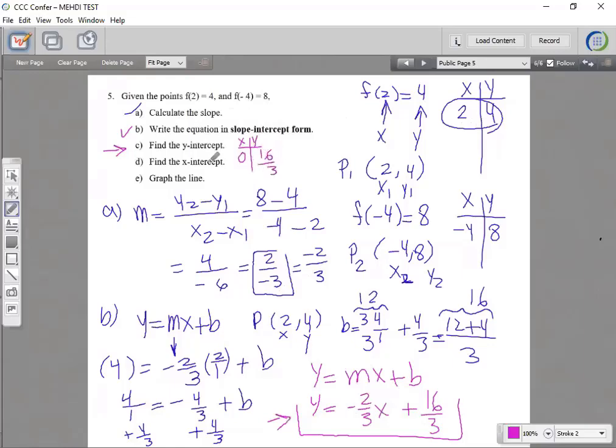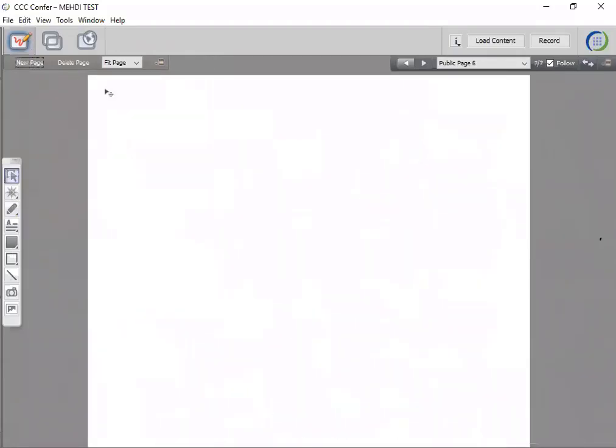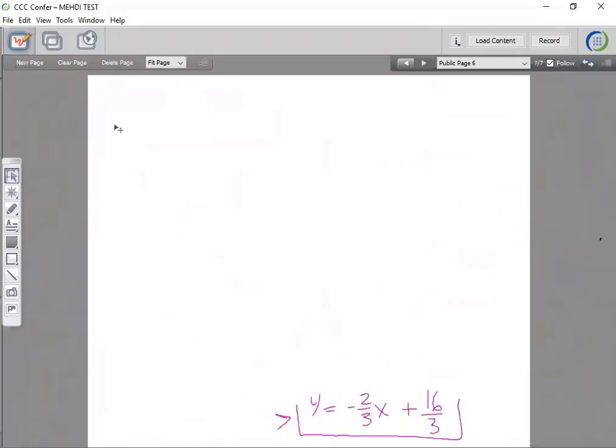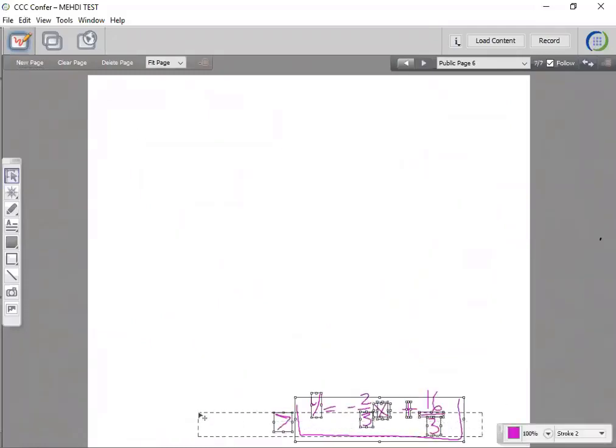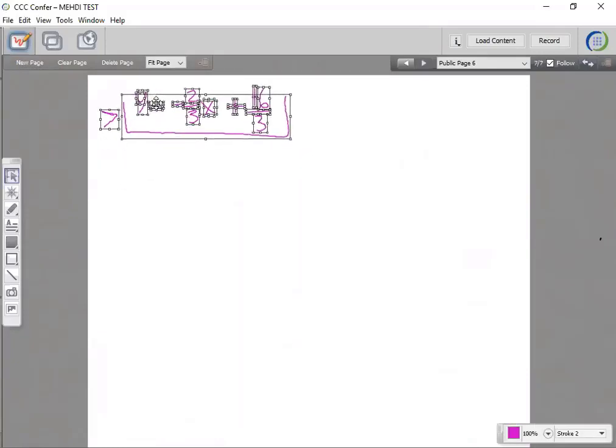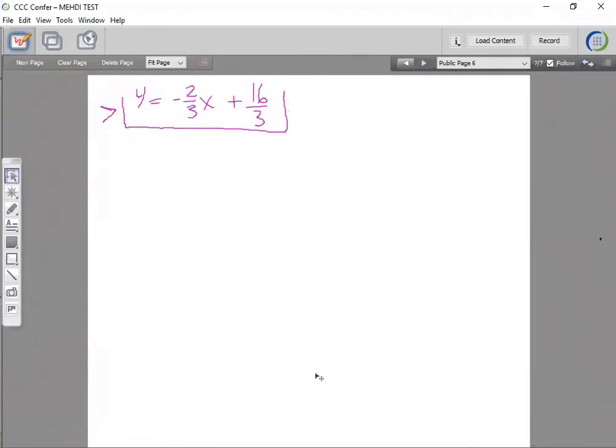So this is my y-intercept. To find my x-intercept, you let y be equal to 0 and then solve for x. If you let y be equal to 0, so in this case, we have y is equal to minus 2 over 3x plus 16 over 3.